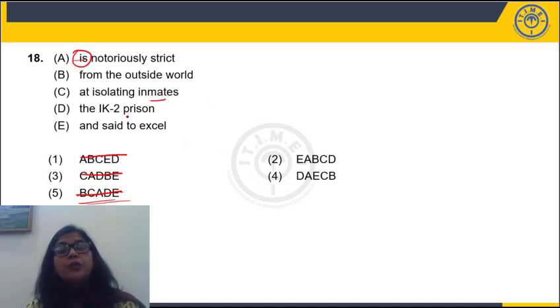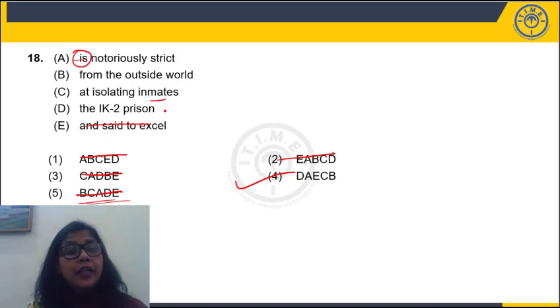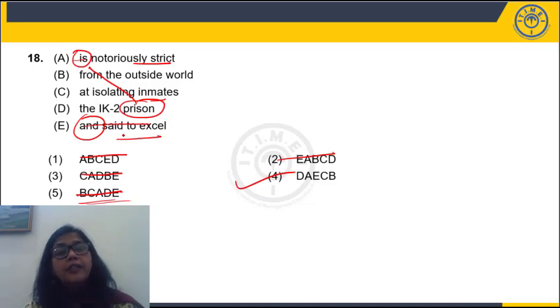The IK2 prison. Yes, we can start with this. The IK2 prison, and E says "and set to excel." Again ruled out, right? So yes, correct answer DAECB. Let's read. The IK2 prison is singular subject, singular verb, notoriously strict and set to excel. It's strict and something else also, and set to excel.